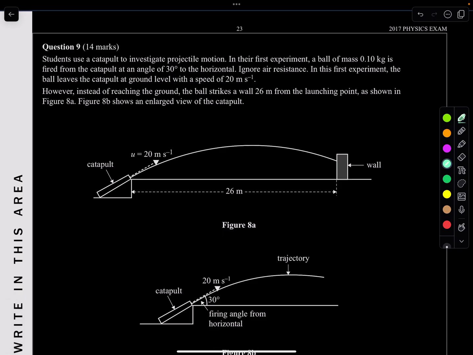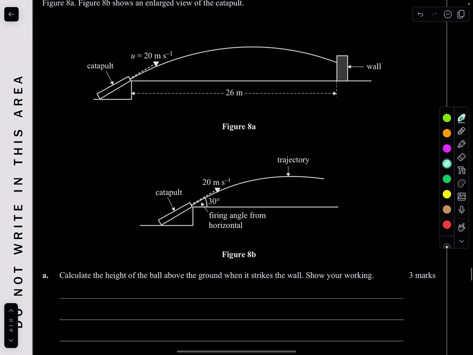Question 9. Let's have a try at this. Students use a catapult to investigate projectile motion. In the first experiment, a ball of mass 0.1 kilogram is fired from the catapult at an angle 30 degrees to the horizontal. Ignore air resistance. In this first experiment, the ball leaves the catapult at ground level with a speed of 20 meters per second. Okay. However, instead of reaching the ground, the ball strikes a wall 26 meters from the launching point, as shown in figure 8A, and figure 8B shows the enlarged view of the catapult. Beautiful. So they've just put all the information here. Calculate the height of the ball above the ground when it strikes the wall.